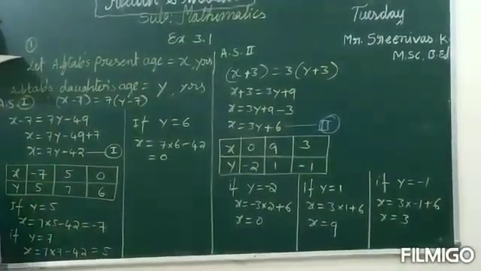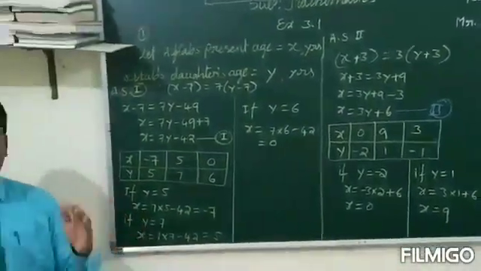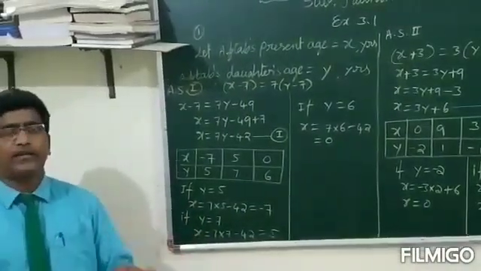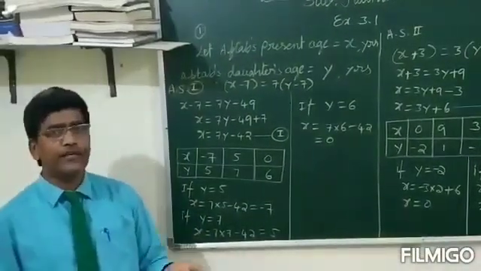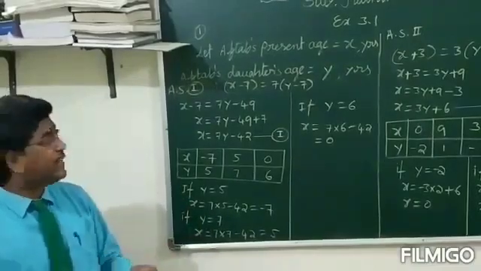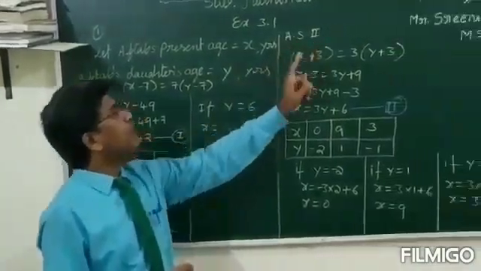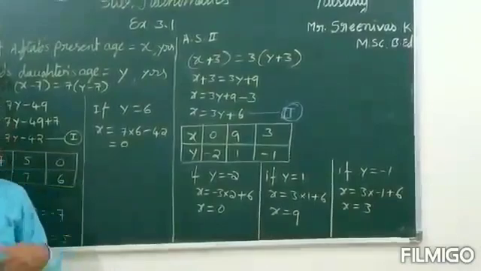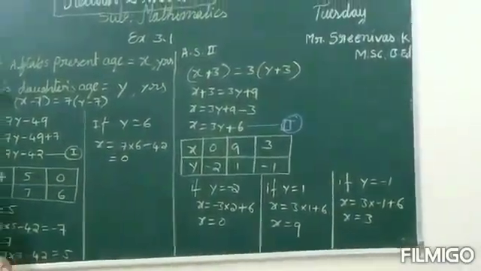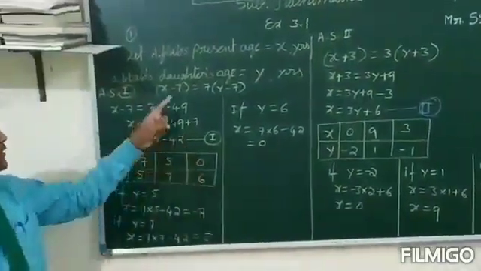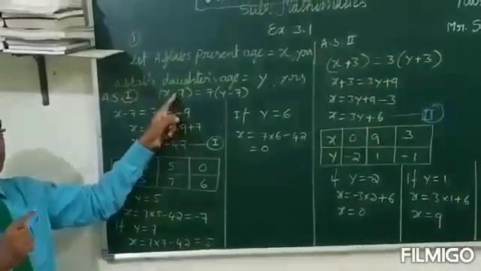You can take any values, but you take the convenient values. It's easy to plot on the graph. So we are going for the second part of the question, that is, according to statement 2 here, after 3 years means plus will come. In the first statement, 7 years ago means minus will come.